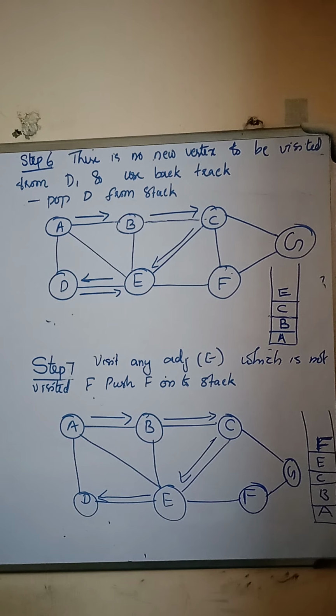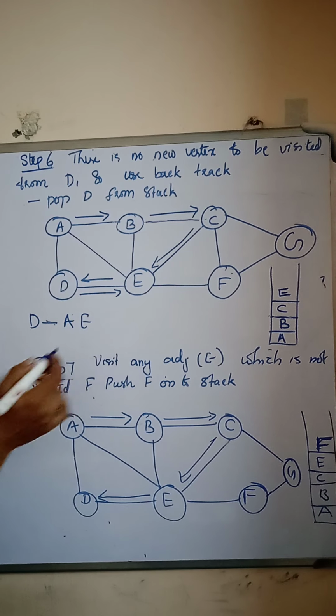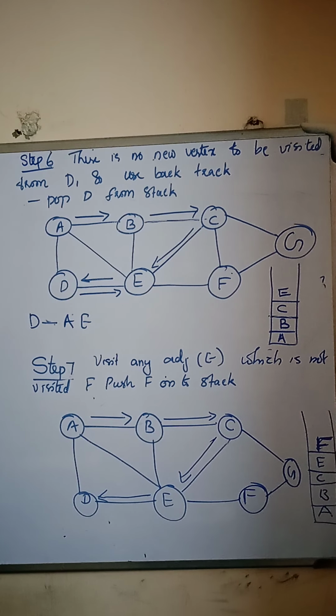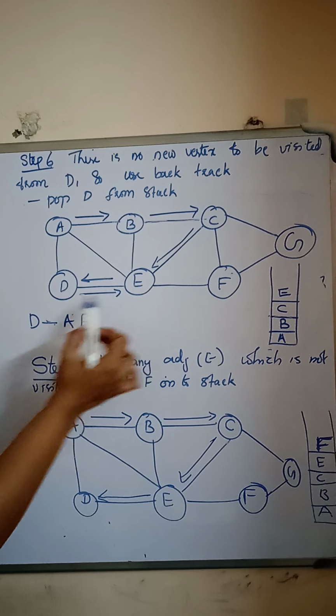Next step, find the adjacent vertices of D that are not visited earlier. What are the adjacent vertices of D? A, E. But A and E are already visited. That is, there is no vertex to be visited from D. So we use backtrack. Pop D from the stack; we delete D from the stack.